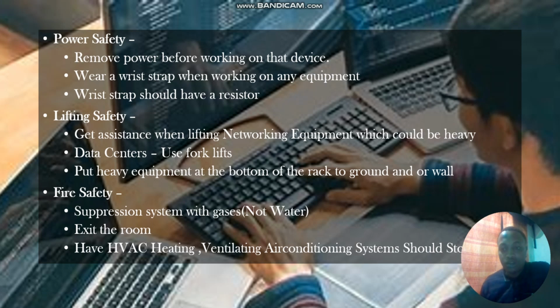Number 2, when a fire happens in your area of working where you have networking equipment, make sure you exit the room. Okay, and after exiting the room, make sure that the heating, ventilating, air conditioning systems are also off, so that you don't propel the fire to move to other areas of the building where it has not yet reached.